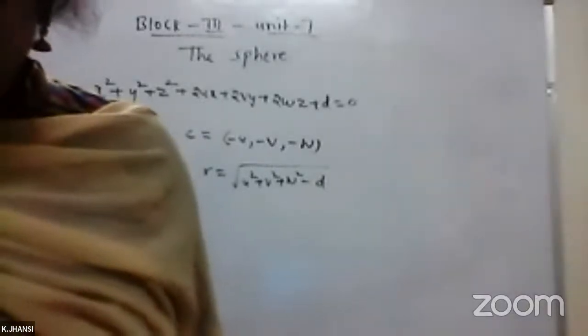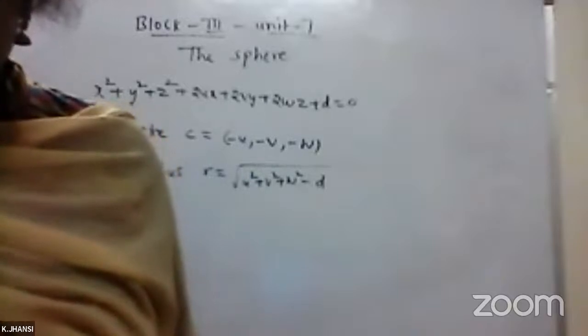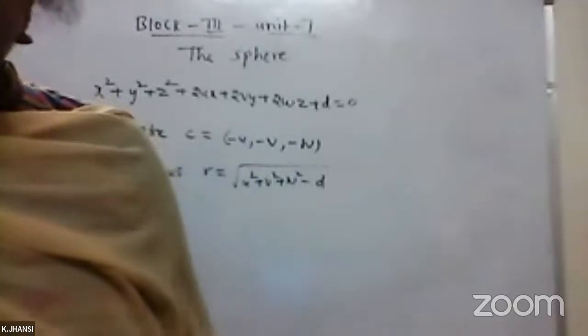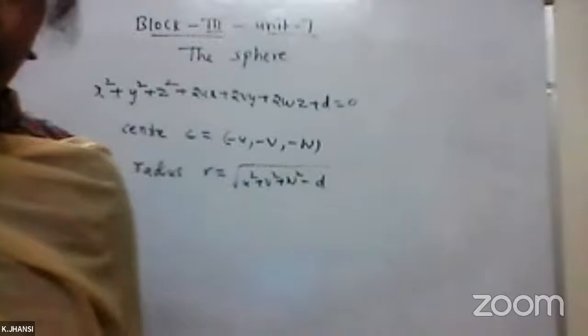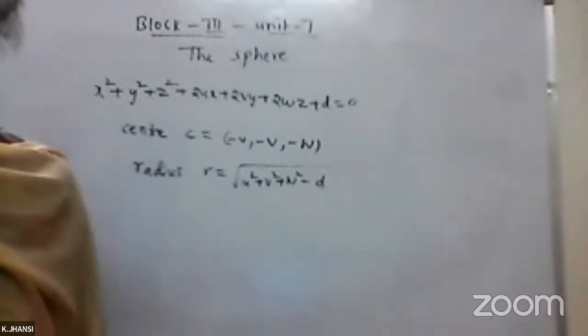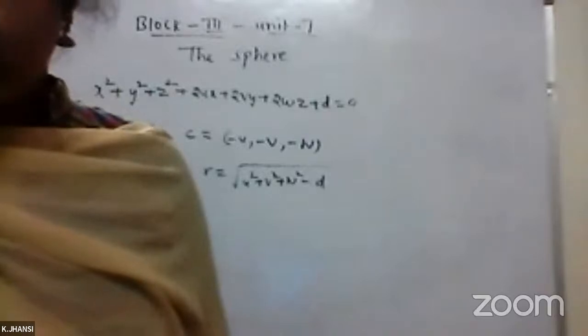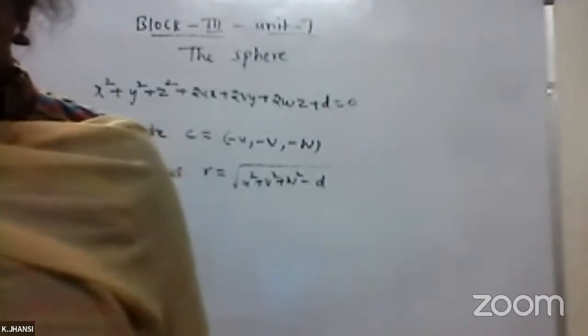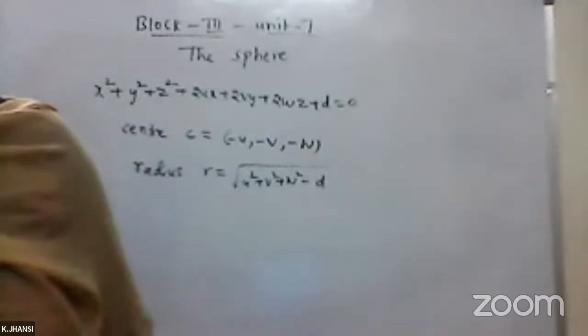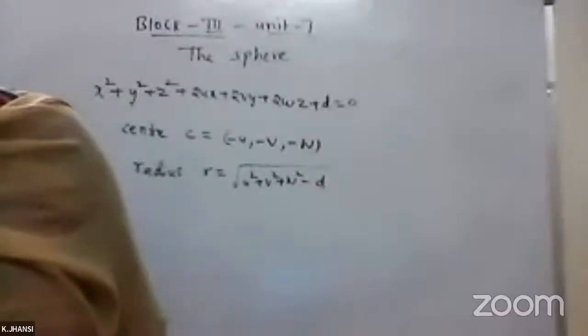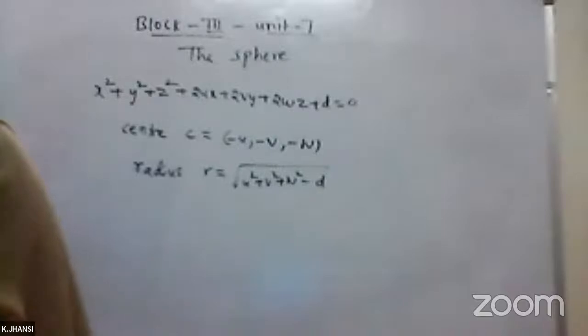Yesterday I told you, if you get direct questions, where the equation of the sphere is already given, you will be asked to find the center and also the radius. In multiple choice they will give this, and with the help of that you can find it. When 4 points are given, you can find the equation of the sphere.